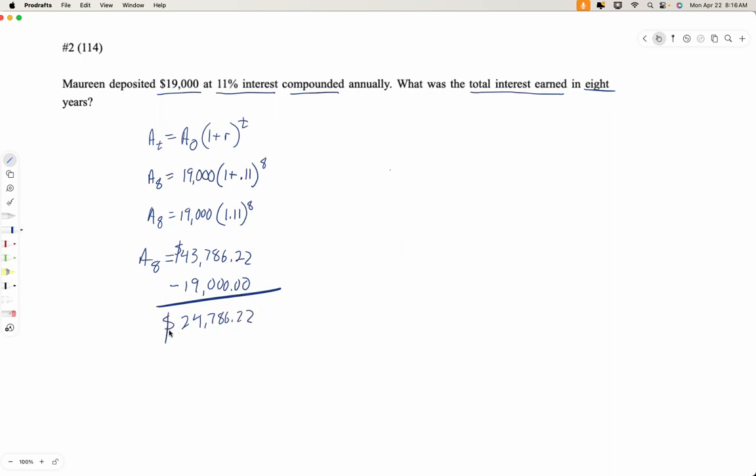That's the amount of interest she earned in 8 years at 11% interest compounded annually. So that's what we're looking for. You have to look at what the question is asking. What is the problem looking for? And here it wants total interest earned, not the total amount in the account. How much money did we make over what we invested? So that would be this amount here. Okay, all right, let's look at the next one.